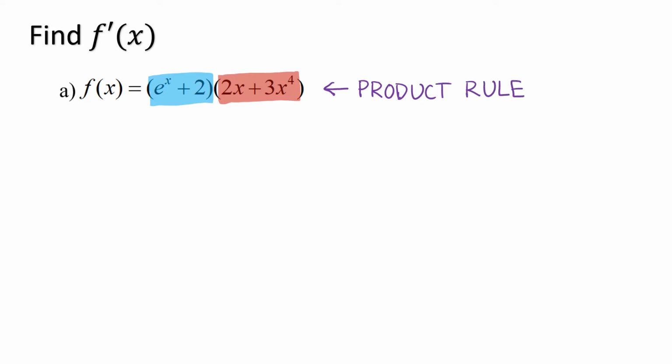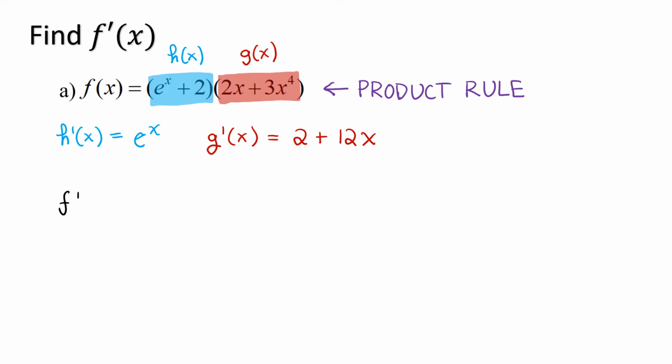Sometimes when people are starting to use the product rule, they'll find the derivative of each piece individually. So I'm going to call my first function h of x, since my overall function is f of x, so I can't double up on that notation. So I have h prime of x is equal to the derivative of e to the x plus 2, so that'll be e to the x plus 0. And g prime of x will be equal to the derivative of 2x plus 3x to the fourth, which will be 2 plus 12x.